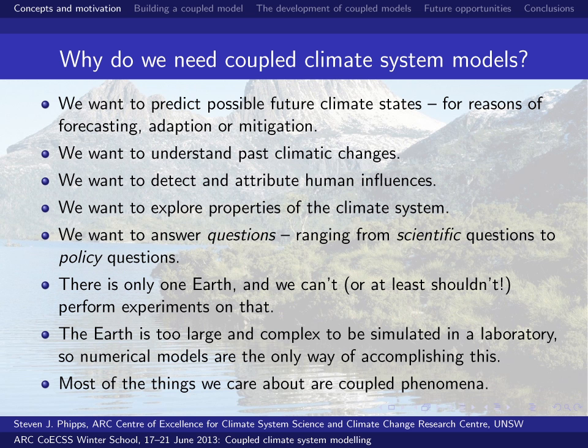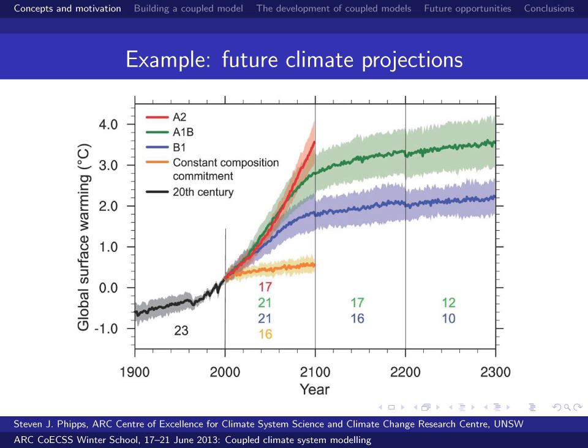Now, there's only one Earth, and we can't or really shouldn't perform experiments on that. And that Earth is much too large and much too complex to be simulated within a laboratory. So really, numerical models are the only way we can actually properly address these questions. And most of the things we care about within the climate system are actually coupled phenomena. So coupled models are what we actually need if you want to answer all these questions. So a few examples of the sort of questions we might want to answer.